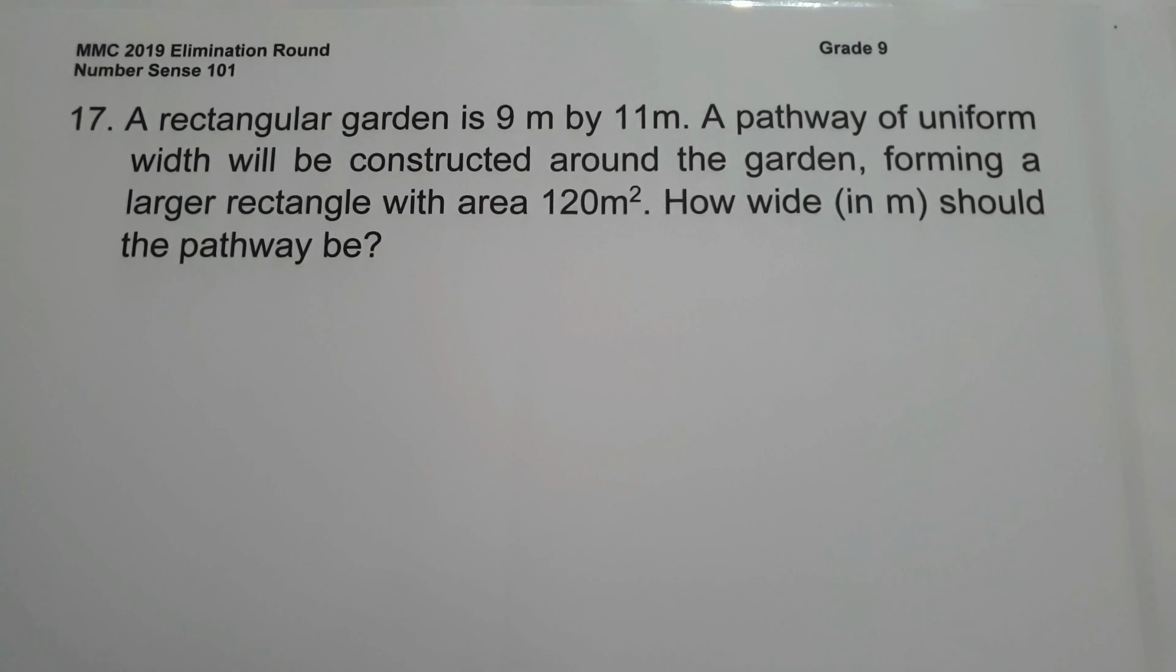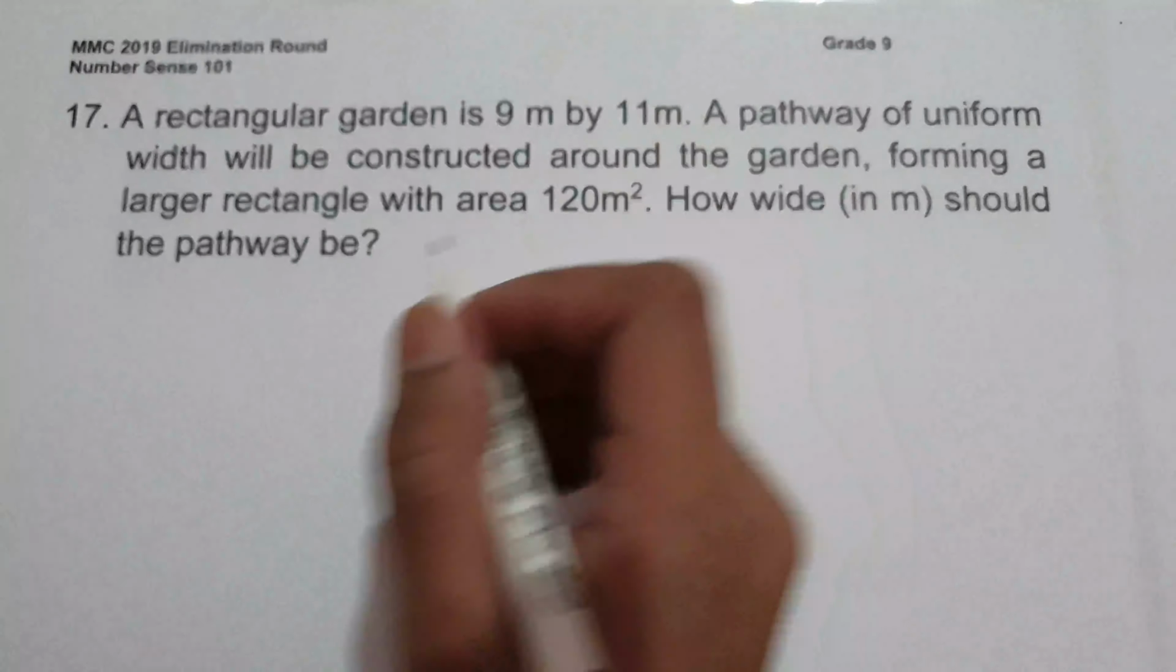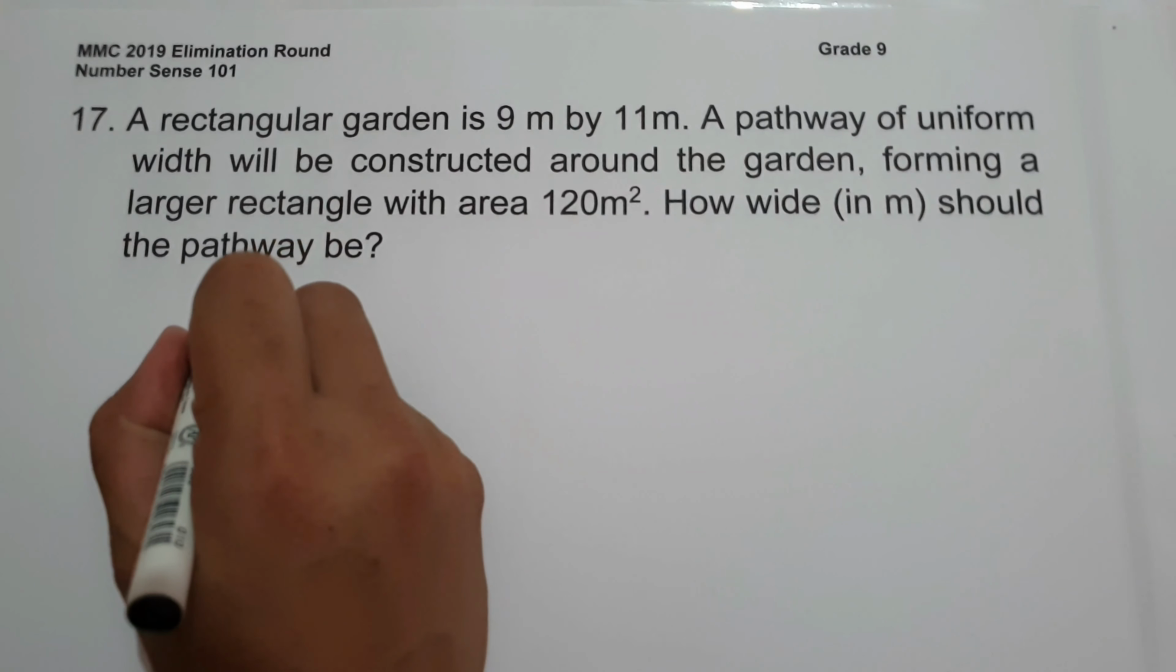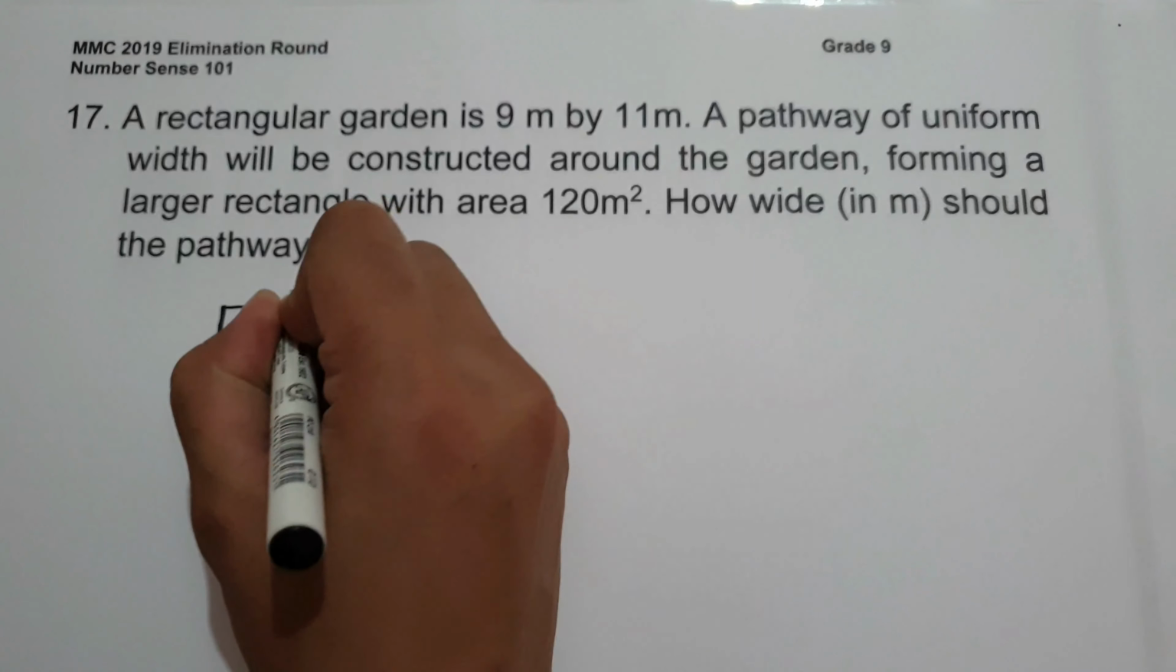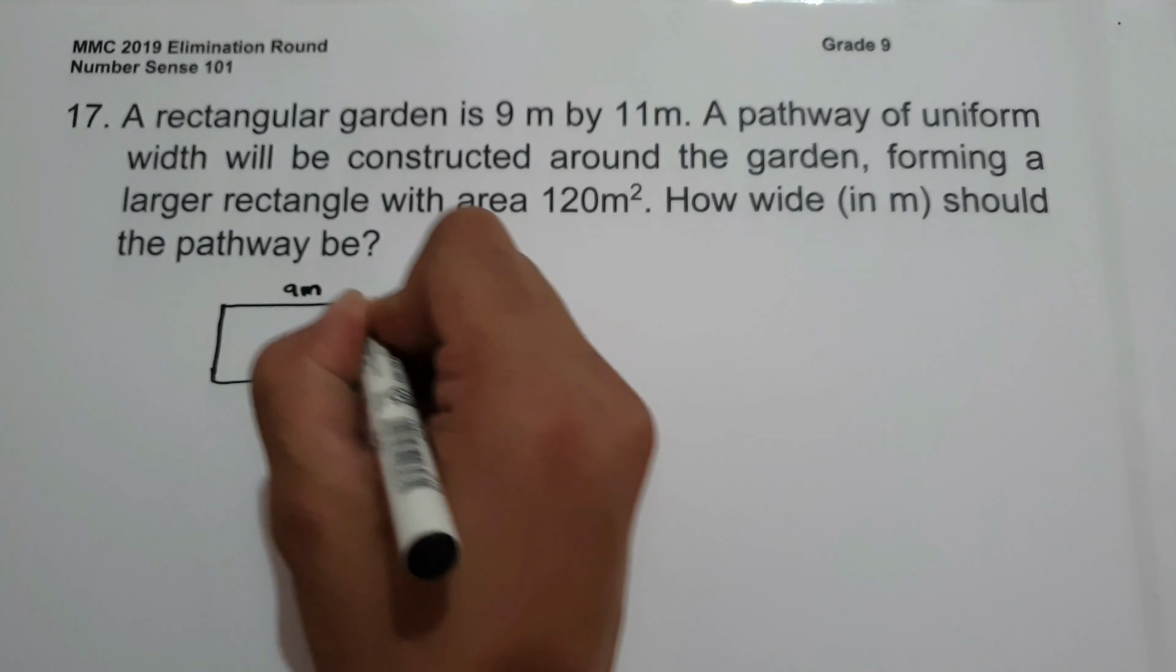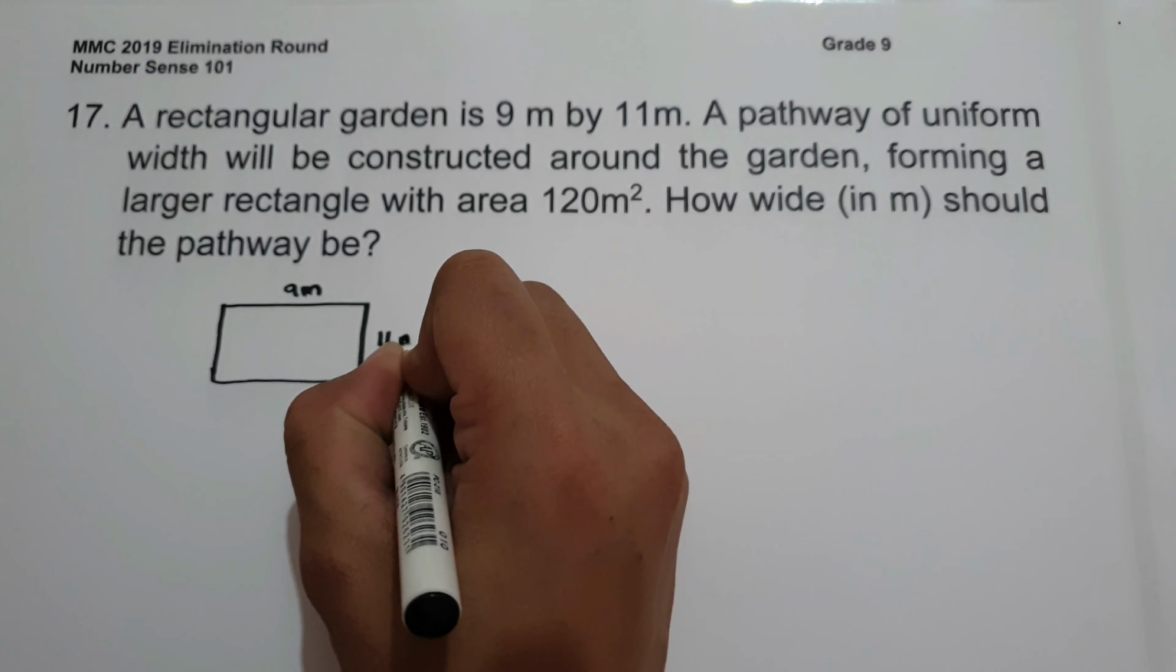For number 17, a rectangular garden is 9 meters by 11 meters. A pathway of uniform width will be constructed around the garden, forming a larger rectangle with an area of 120 square meters. How wide in meters should be the pathway? So to answer this question, let us illustrate the given. Since we have a rectangular garden, we are going to have a garden that consists of 9 meters by 11 meters.